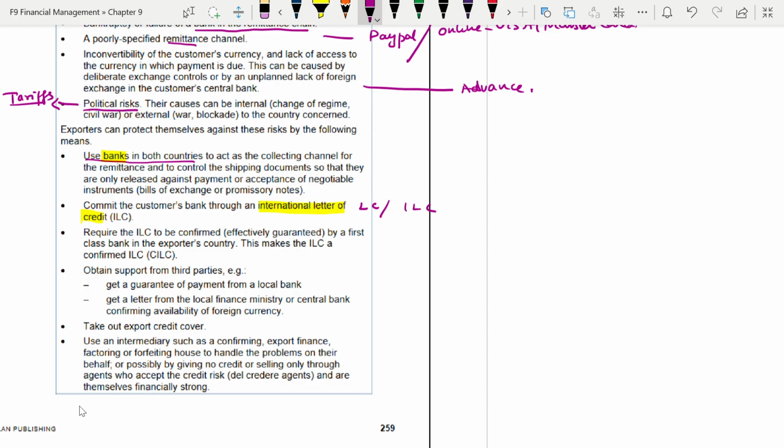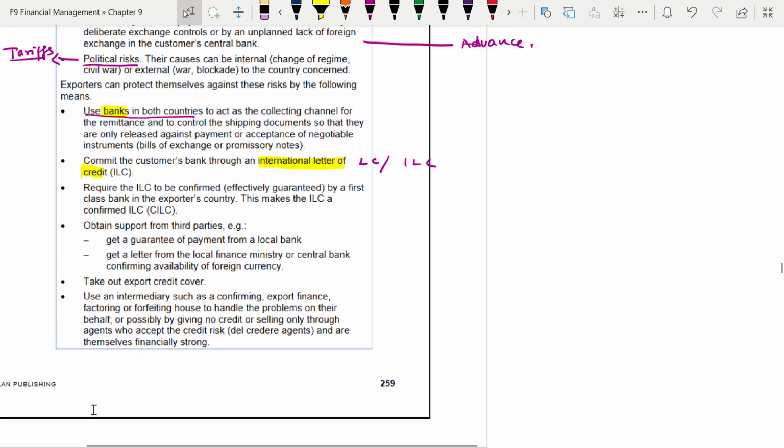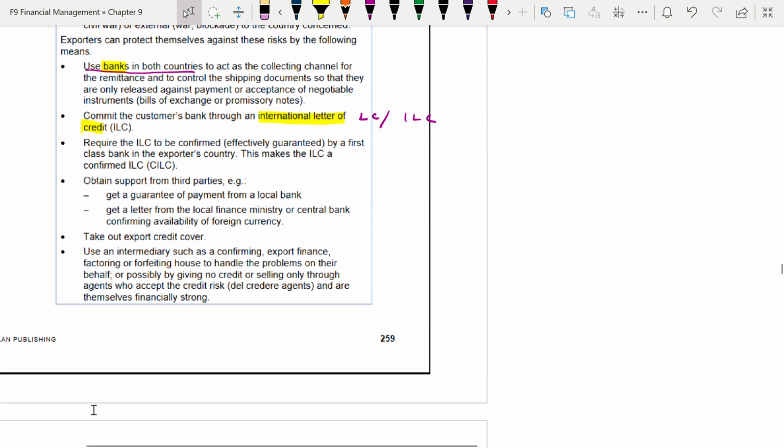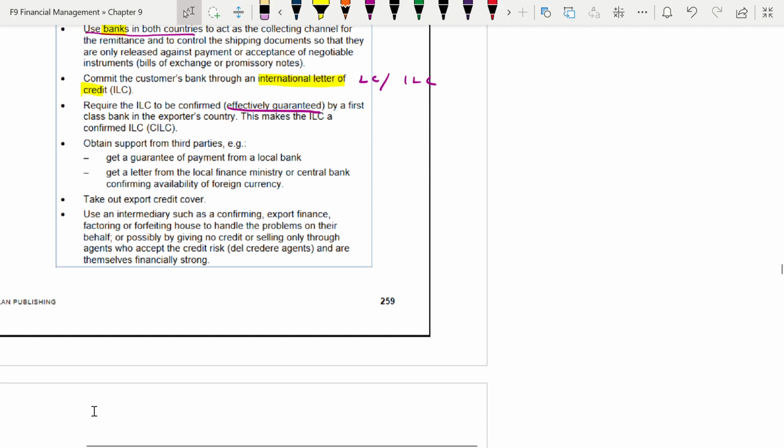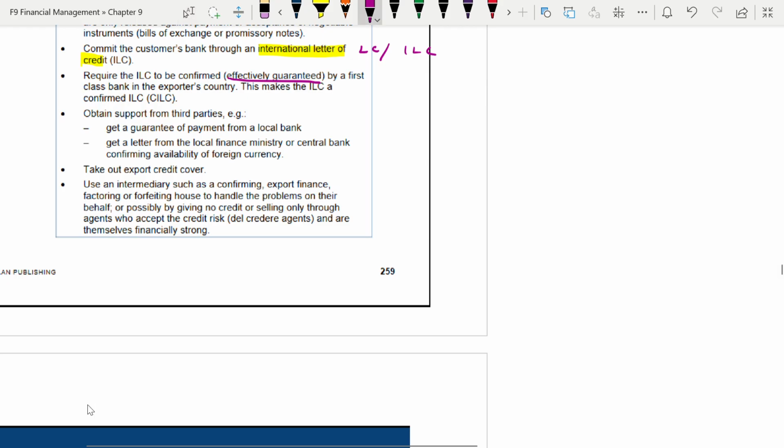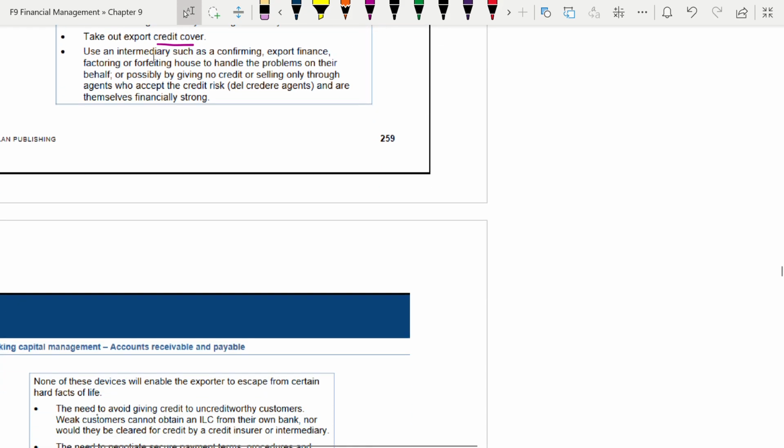Okay, international letter of credit. What will it give you? Effectively, it will be guaranteed. It effectively will be guaranteed. We will be covering the credit risk as such.